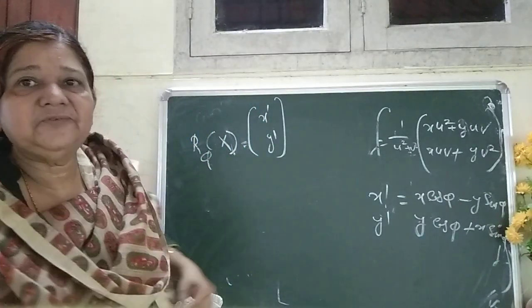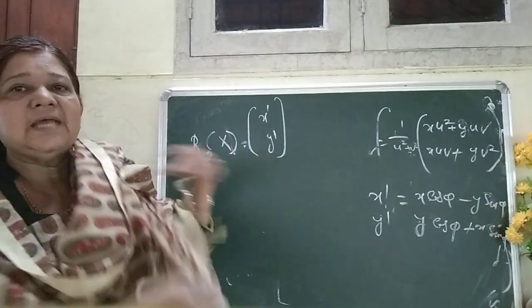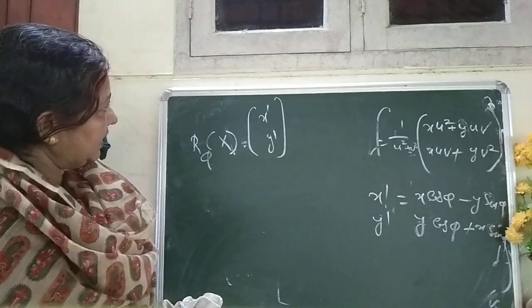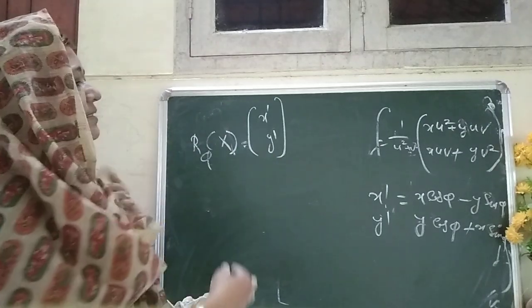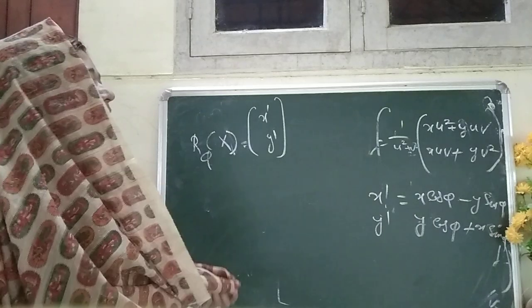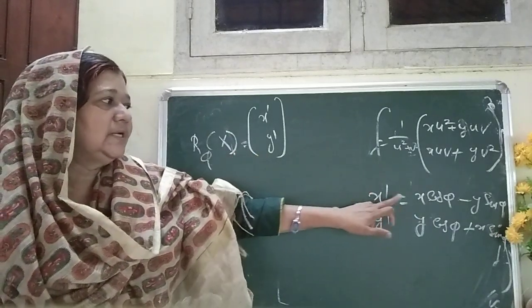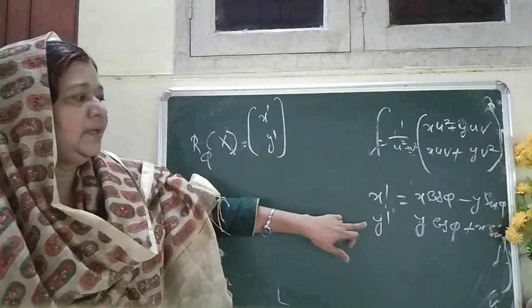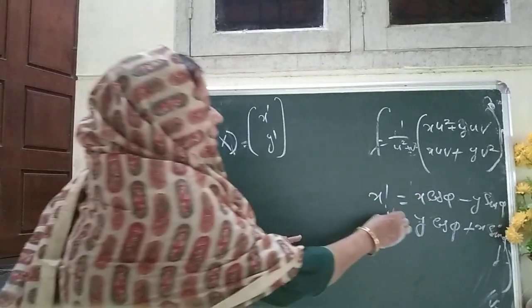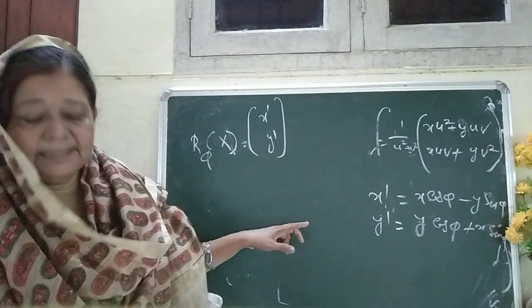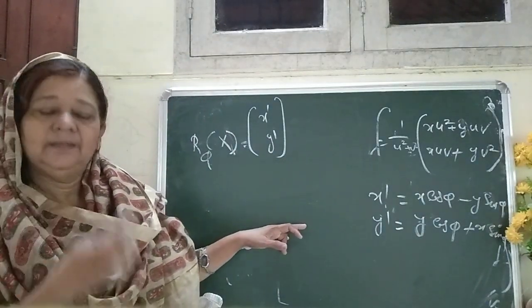Thus, by means of this rotation transformation R_φ of x, for any angle, the variables x, y change to x', y', where x' equals x cos φ minus y sin φ, and y' equals y cos φ plus x sin φ.